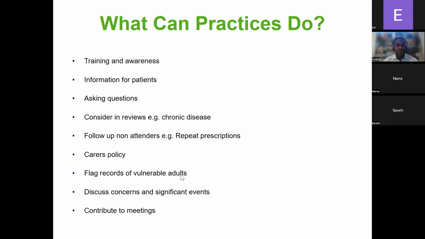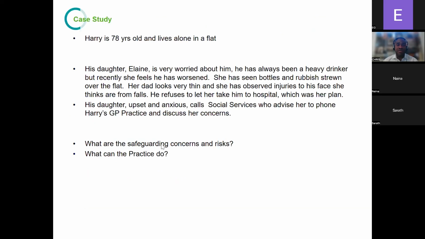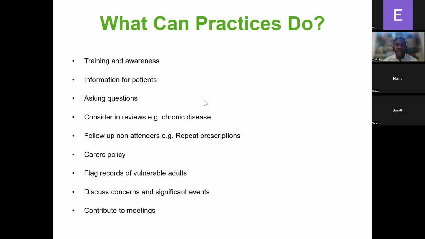Flag records of vulnerable adults. Adults who are very vulnerable in the community, their record must be flagged. They have to be visited by the health visitors. They have to be visited by the social worker, and they have to be assessed from time to time. Discuss concerns and significant events with relevant others.